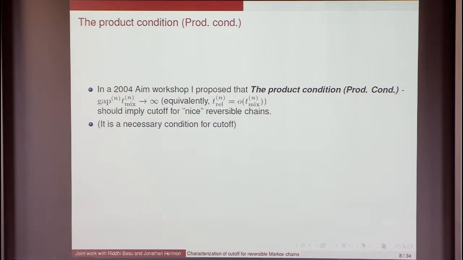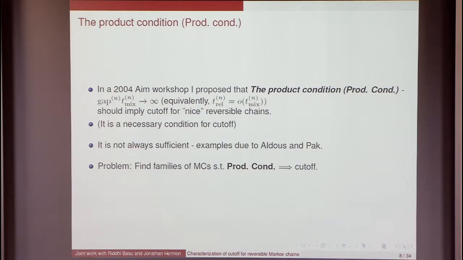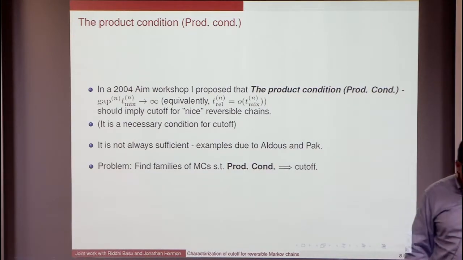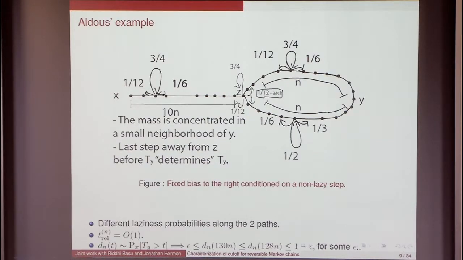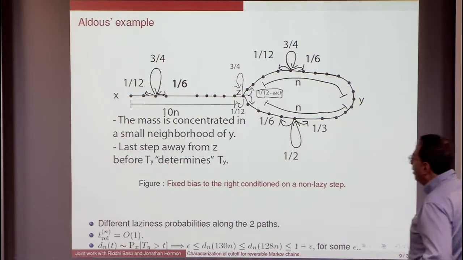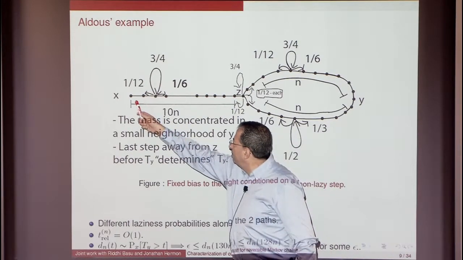It's not. So we ask, is there something else which is checkable, and we can add to it and derive cutoff without actually calculating the constants in the mixing time? There are some examples that show this is not sufficient, due to David Aldous and Igor Pak. I'll show you Aldous's example in the next slide. So here's an example. There's a path of length.